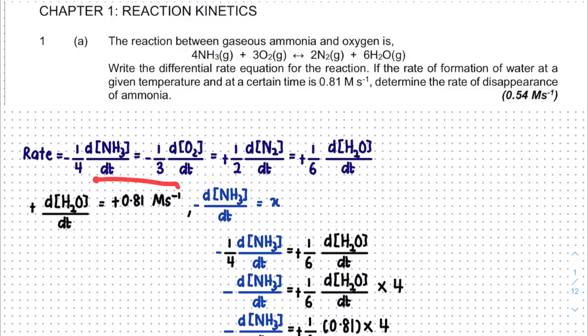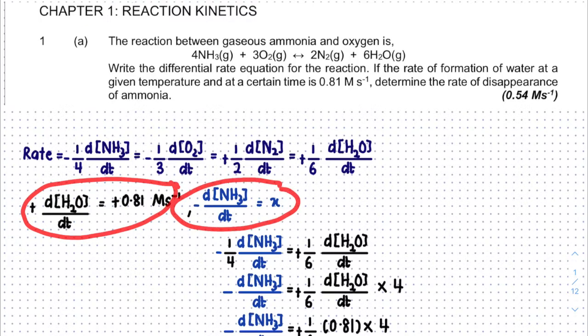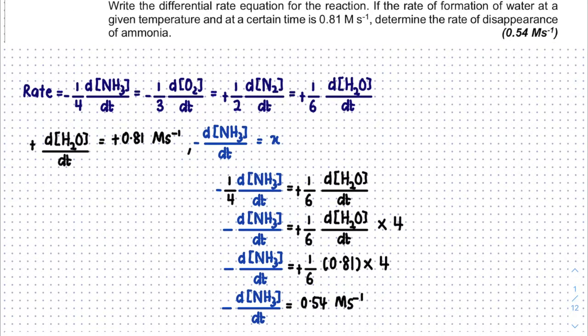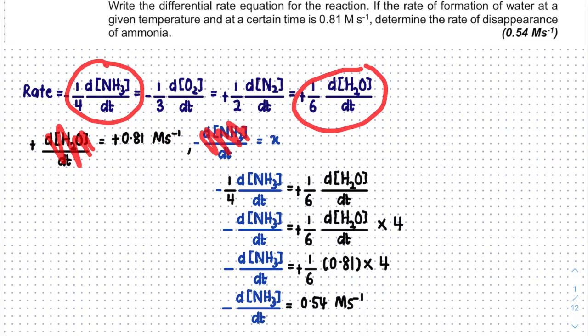Okay, so here is the information from the question. Here is our unknown. That's why I include the positive and negative signs. Okay, but then how to answer this question? To answer it, we are concerned with H2O and NH3. So for the comparison, we take the NH3 term, which is equal to 1 over 6 dH2O over dt.